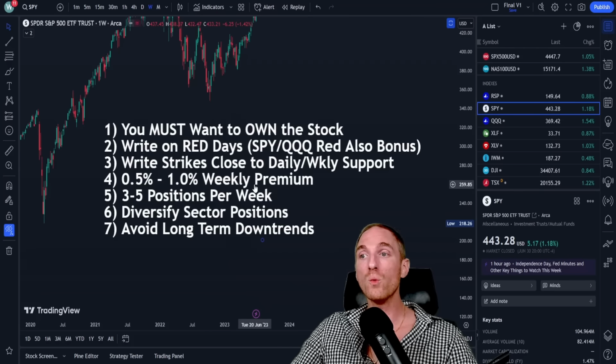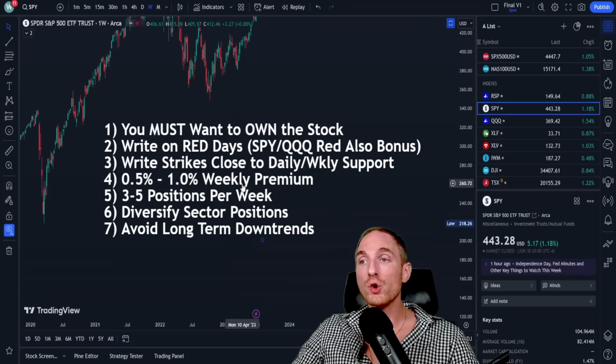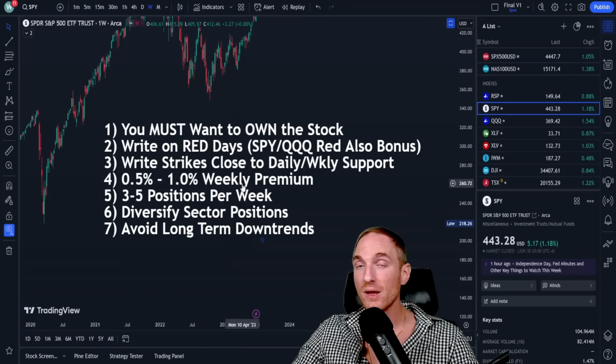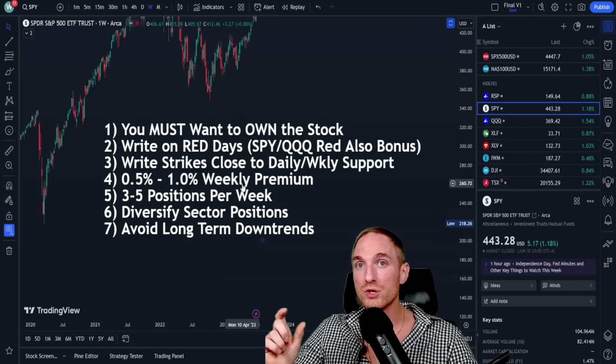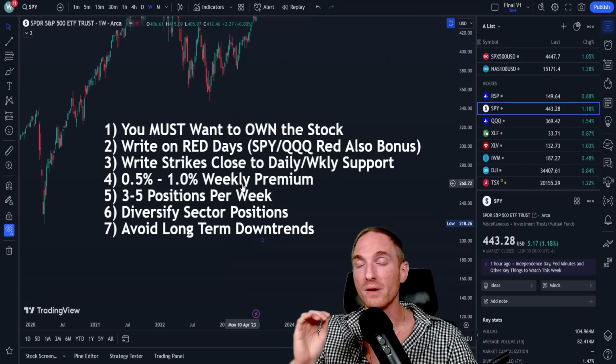Number four, we want to be writing between 0.5% to 1% weekly premium, meaning if the stock is trading at $100 on the options chain, you need to see 50 cents to $1. That would be 0.5% to 1% of the stock's value, okay? Obviously, options contracts are times 100. So if a stock's trading for $100, 100 shares would be $10,000. If you see 0.5 to $1, so 50 cents to $1 on the options chain, that means you're receiving, when you write that option, $50 to $100. That will respect our 0.5% to 1% rule on a weekly basis.